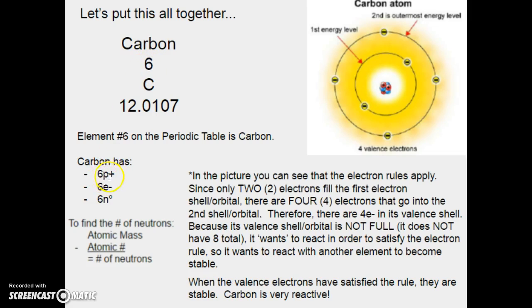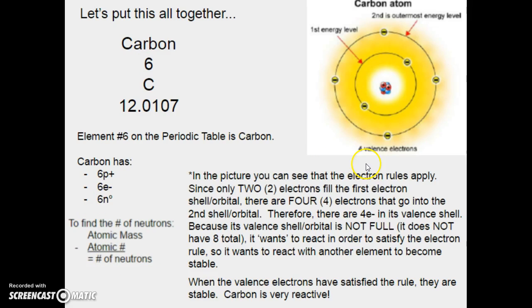Remember, all matter, all elements that are naturally occurring, have a 0 net charge. And it has 6 neutrons. I know its atomic mass is 12. I round this to a whole number. 12 minus its atomic number of 6 tells me it has 6 neutrons.